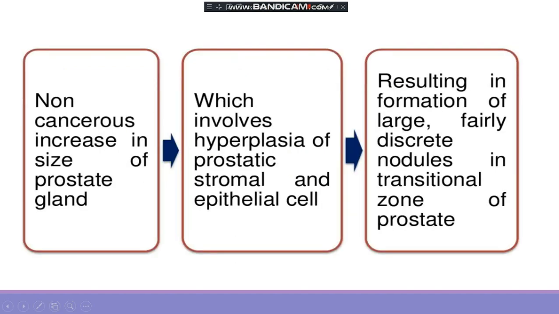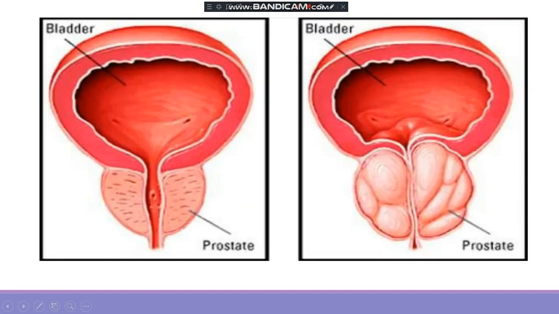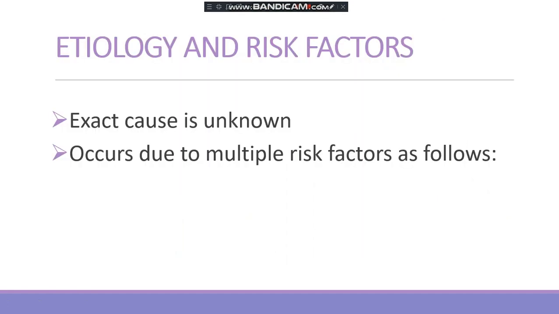Non-cancerous increase in size, hyperplasia of prostatic stromal and epithelial cells, resulting in formation of nodules in the transitional zone, pushing down and narrowing the urethra, resulting in increased resistance to flow of urine. Okay. This is again a picture just to understand the normal prostate and large prostate, what is happening.